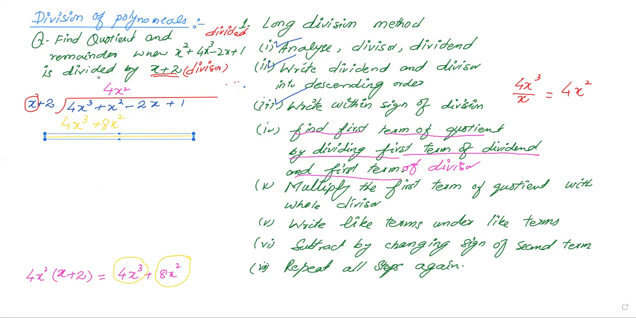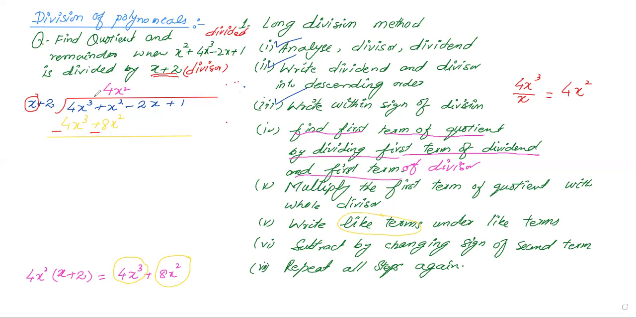Just read the step required: write like terms under the like terms. Like terms means two terms are said to be like terms if they have the same variable and same power. In common language, the term of x squared, you have to write under the term of x squared. The term of x cubed, under the term of x cubed. The term of x, under the term of x. And the constant terms, under the constant term. Change the sign. Plus becomes minus. Plus becomes minus.